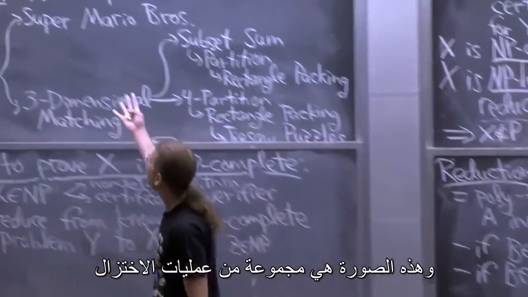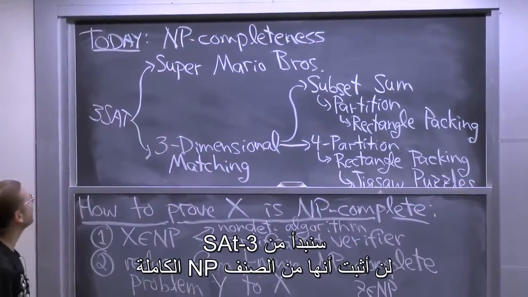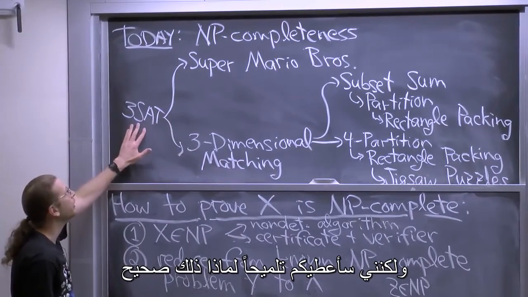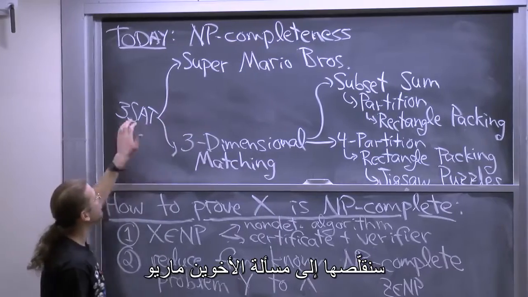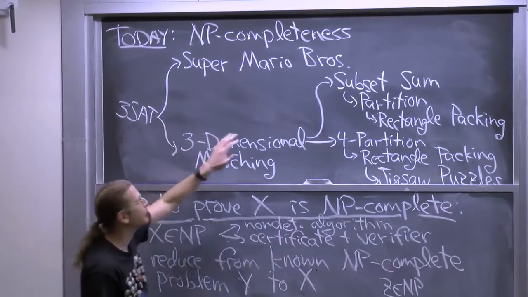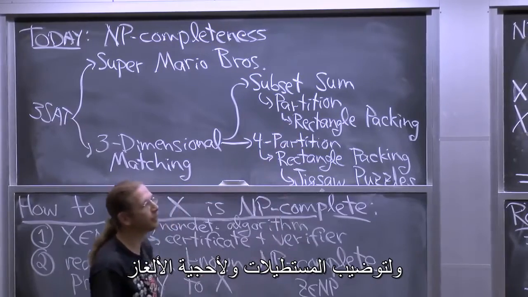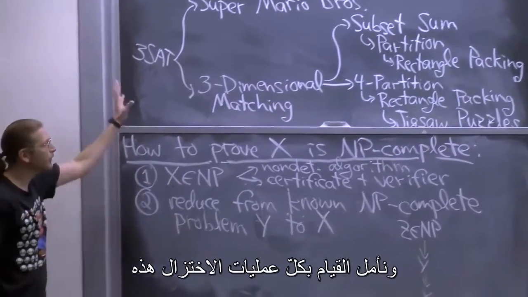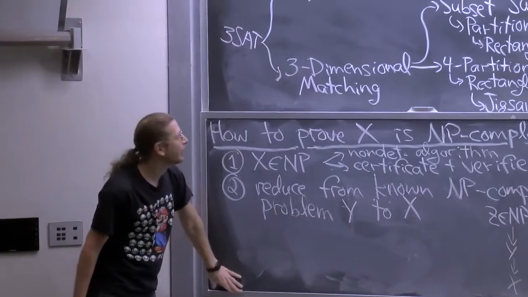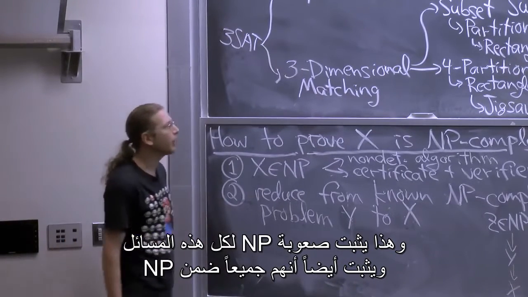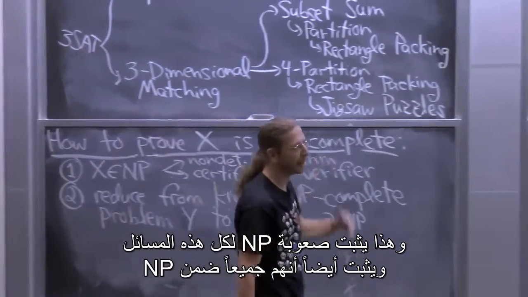And this picture is a collection of reductions. We're going to start from 3-SAT. I'm not going to prove that it's NP-complete, though I'll give you a hint of why that's true. We're going to reduce it to Super Mario Brothers. We're going to reduce it to 3-dimensional matching. We're going to reduce 3-dimensional matching to subset sum, to partition, to rectangle packing, to jigsaw puzzles. We're going to do all those reductions, hopefully, and that's proving NP-hardness of all those problems. They're also all in NP.